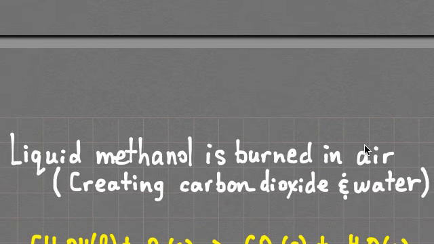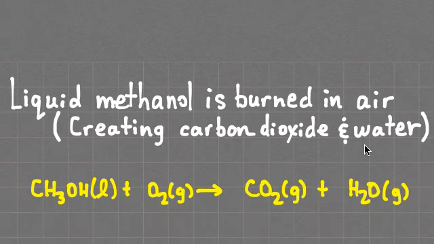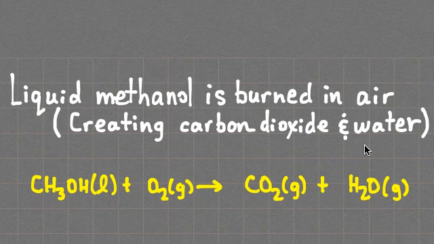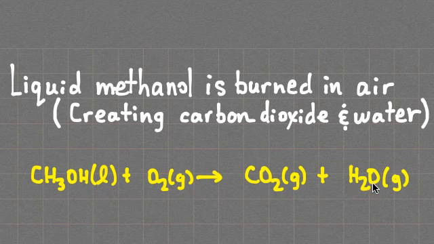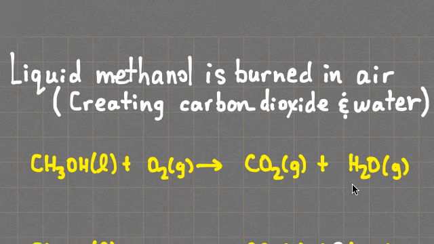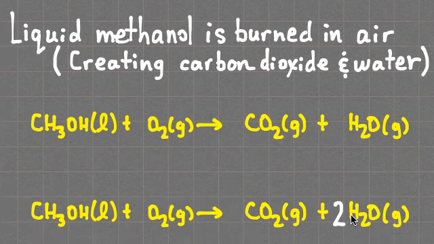Here's a good one. Liquid methanol is burned in air, creating carbon dioxide and water. Whenever you burn something, you almost always get carbon dioxide and water. This one's fun because I have 4 hydrogens left and only 2 hydrogens right. So you might guess to put a 2 here. 2 times 2 is 4 hydrogens to match those 4 hydrogens over there.